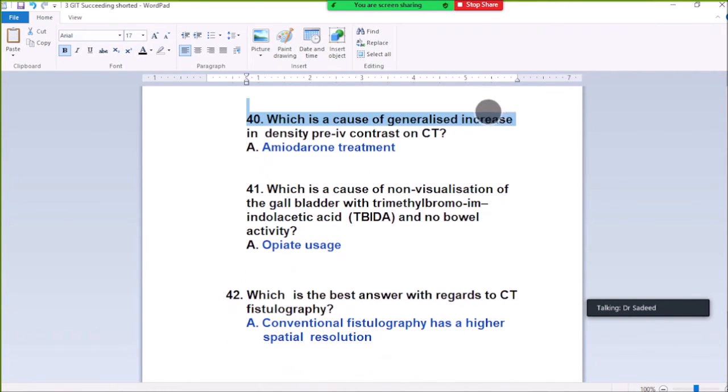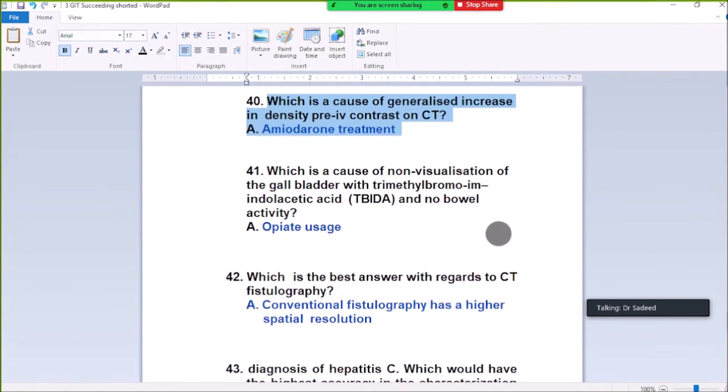40. Which is the cause of generalized increased density pre-intravenous contrast on CT? Amiodarone treatment. Amiodarone treatment causes increased density in the liver. Generalized increased density in liver and spleen.